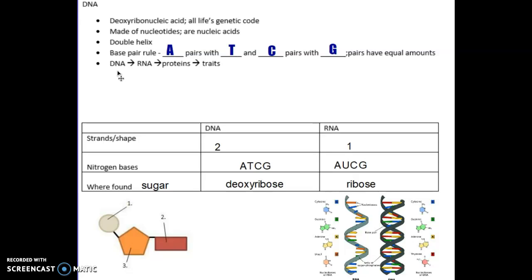RNA has a close cousin. Instead of it having a T, it has a U. So its base pairs are the same, except this time A pairs with U and C still pairs with G. Okay, so instead of doing where found, I want you to focus on the sugar. DNA is deoxyribose, that's why it starts with a D, and then RNA is ribose, that's why it starts with an R.